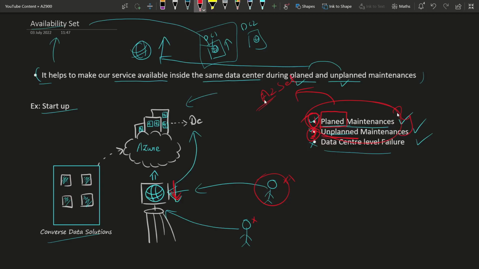I hope you understand what availability set is and how availability set helps us to make our server available during these two problems. We'll see that in the next video.